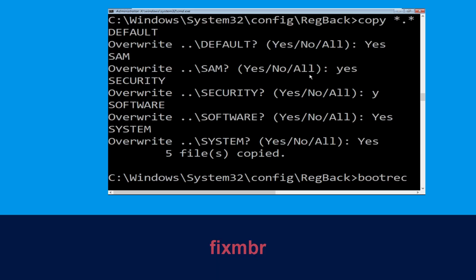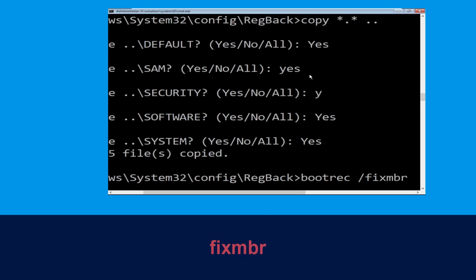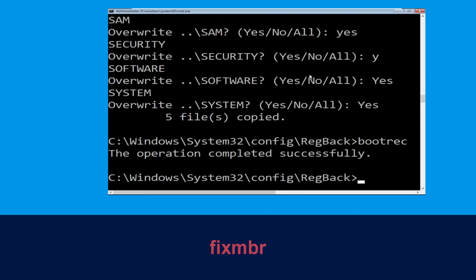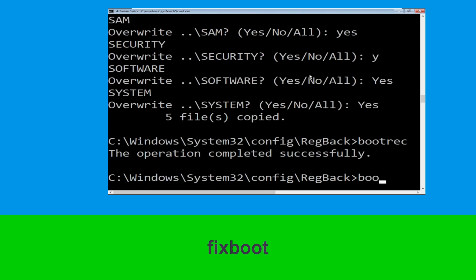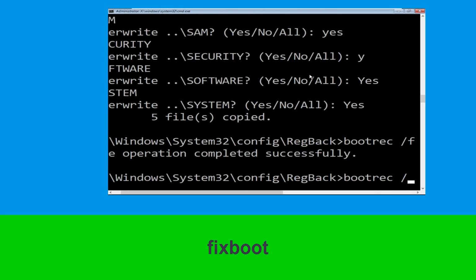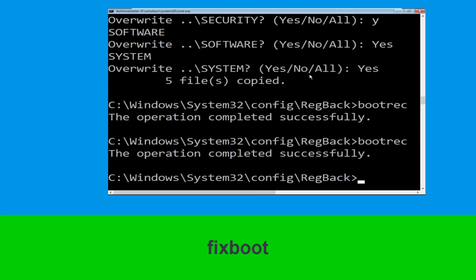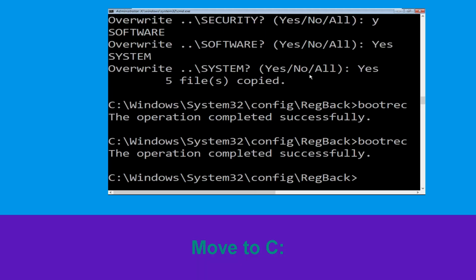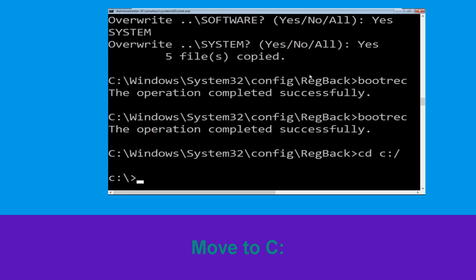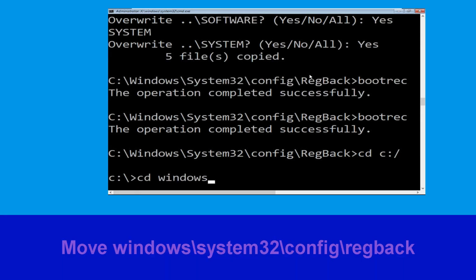Type in bootrec /fixmbr and hit enter to execute the command. Now type bootrec /fixboot and hit enter to execute. Now type cd c:/ and simply hit enter. Now type cd Windows/system32/config/regback and hit enter to execute.